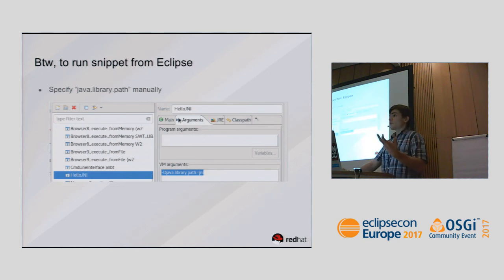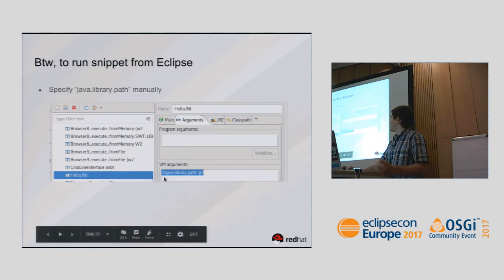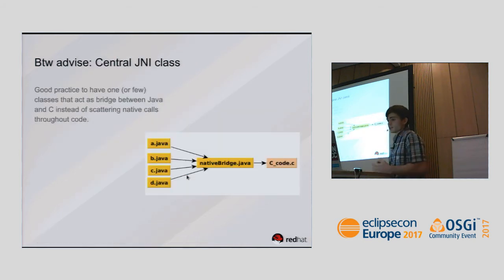If you want to run from within Eclipse, you need to specify the library path as a VM argument. And just from my personal experience, users start to add C code all over their Java classes. That makes it a bit difficult to deal with the compilation and figuring out how many of those .so files you have. So a good practice is to put all of your native code into one class. That's what we do in SWT as well, and just compile that and generate one library.